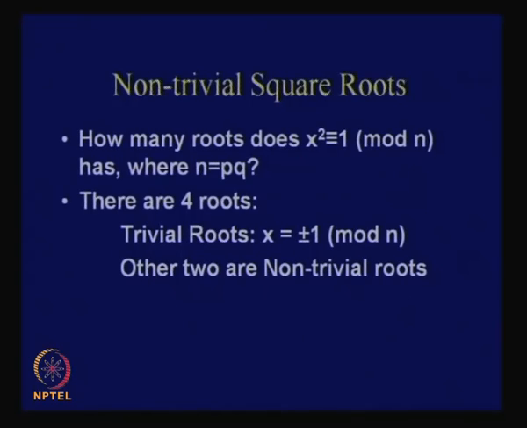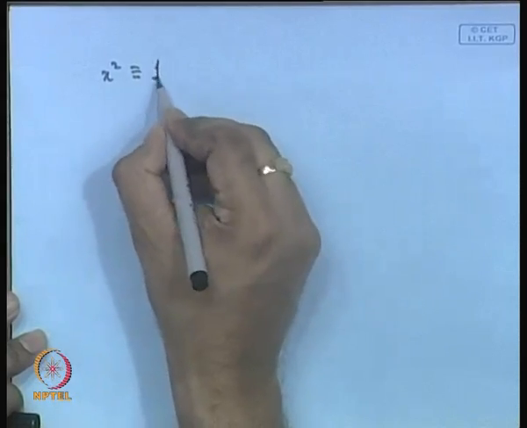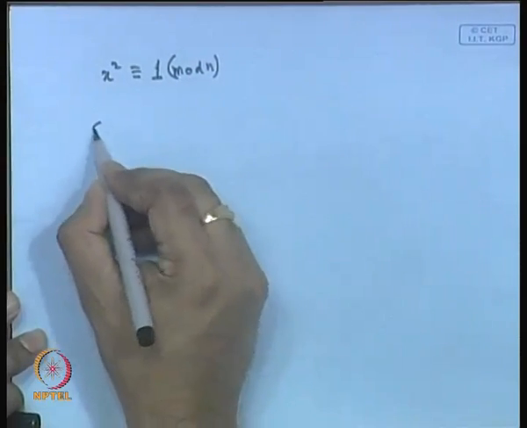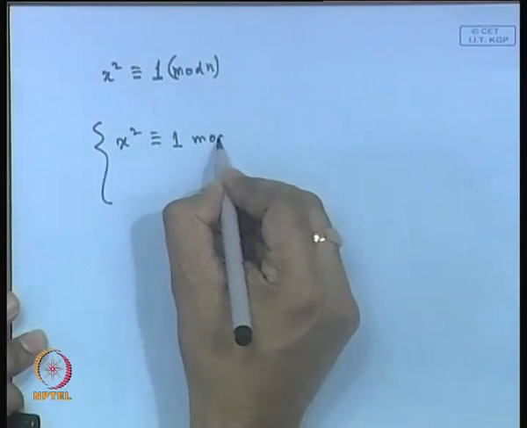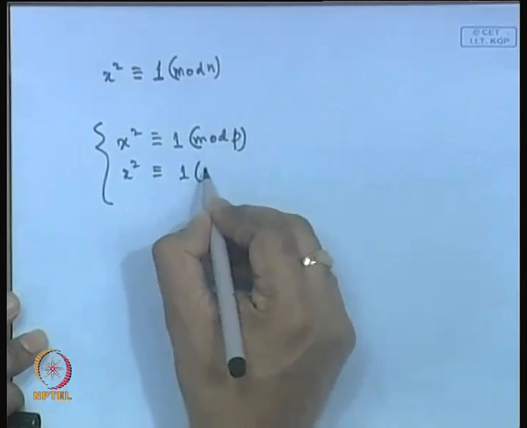X square minus... not really. The clue is that n can be factored into two values p and q. Now you remember something called the Chinese remainder theorem, right? If I apply the Chinese remainder theorem, I can get 2 more roots. This equation, x square congruent to 1 mod n, is equivalent to a system of simultaneous equations: x squared is congruent to 1 mod p and x squared is congruent to 1 mod q.